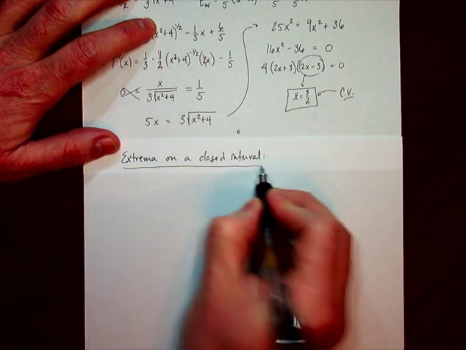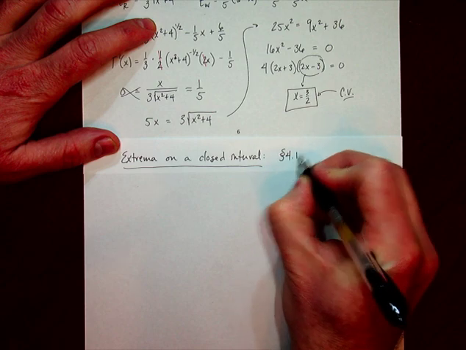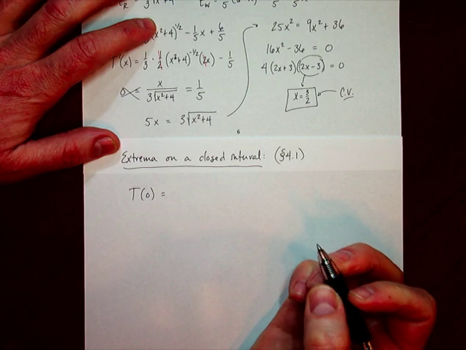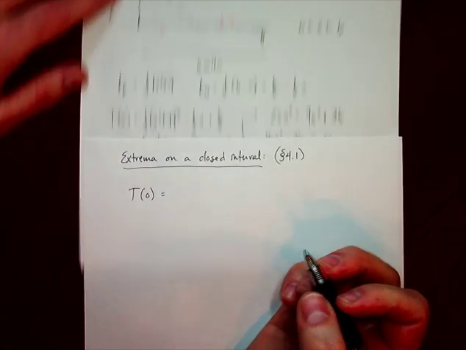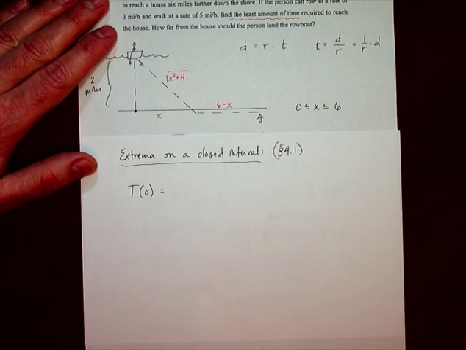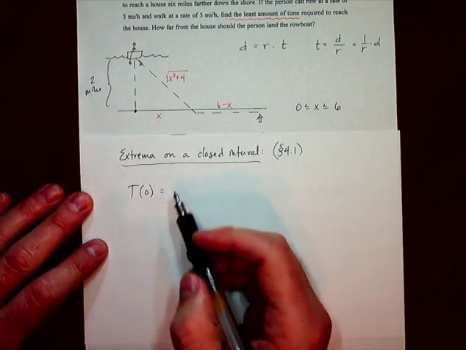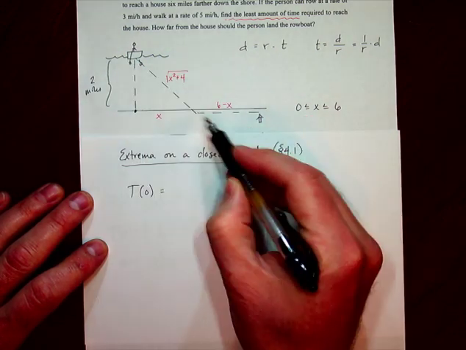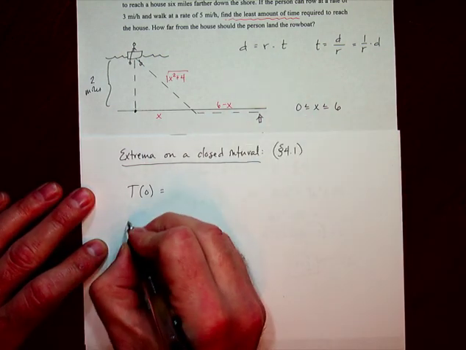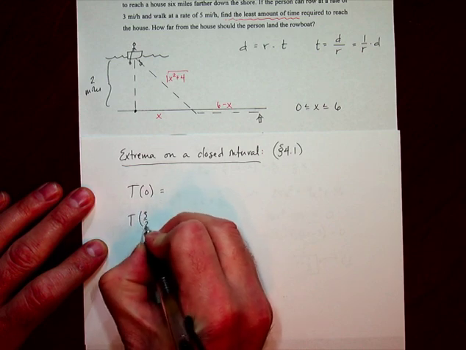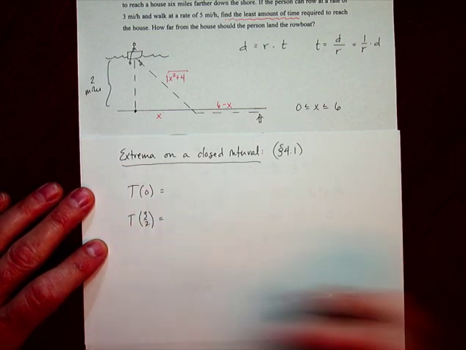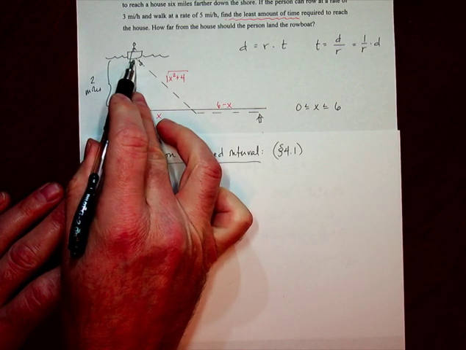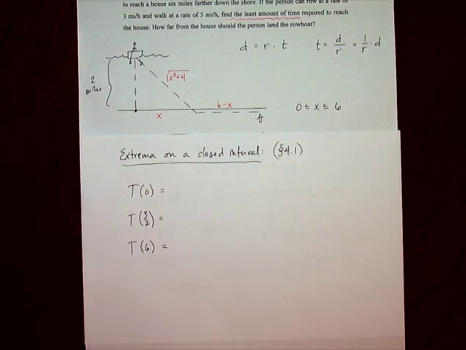Okay, and that, like I said, is reminiscent of 4.1 in our books, and that means that I'm going to evaluate time at x is equal to 0. Now, time at x is equal to 0 is basically the scenario where this dude rows straight to shore and then walks. There's no angle to his rowing trajectory. Then I'm going to evaluate t of 3/2. And then I'm going to evaluate t of 6, which is basically how much time it takes if he just rows straight towards his house.